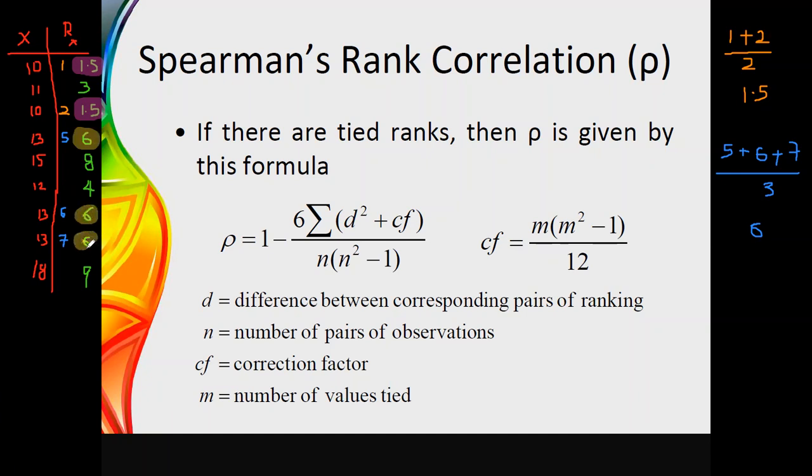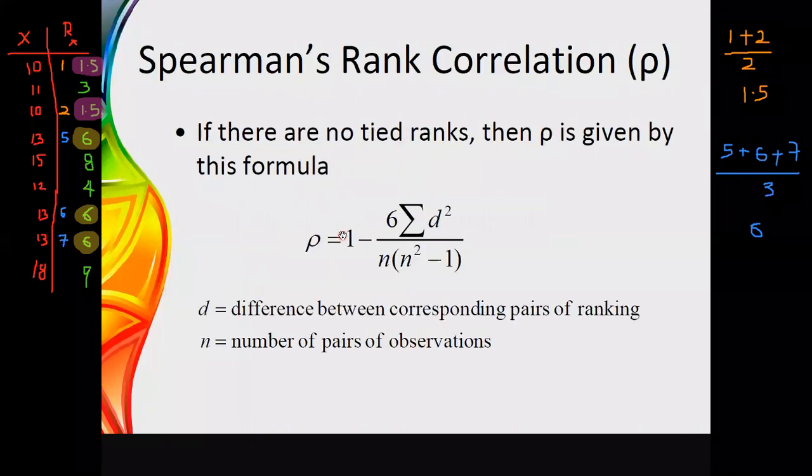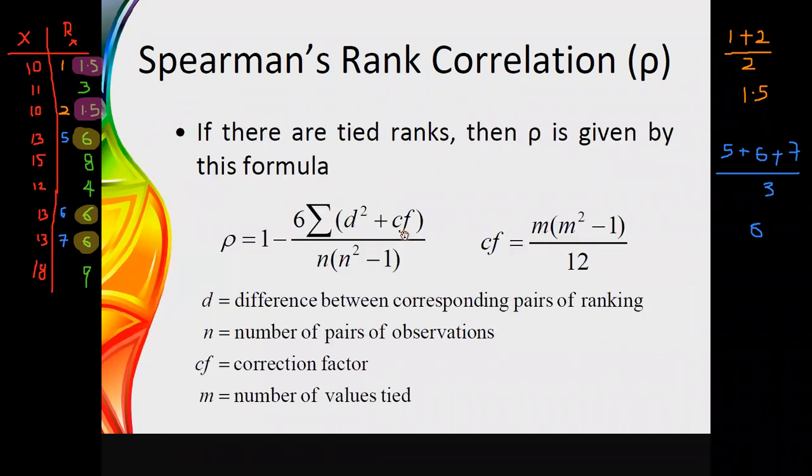Therefore, if you have tied rankings in your ranking list, then you cannot use the previous equation. In such situations, you have to use a modification of the existing equation. In the previous equation, you saw that there was just the summation of d squared over n times n squared minus 1. That was the equation if you do not have tied rankings, but since you have tied rankings, we are adding an additional term called the correction factor.